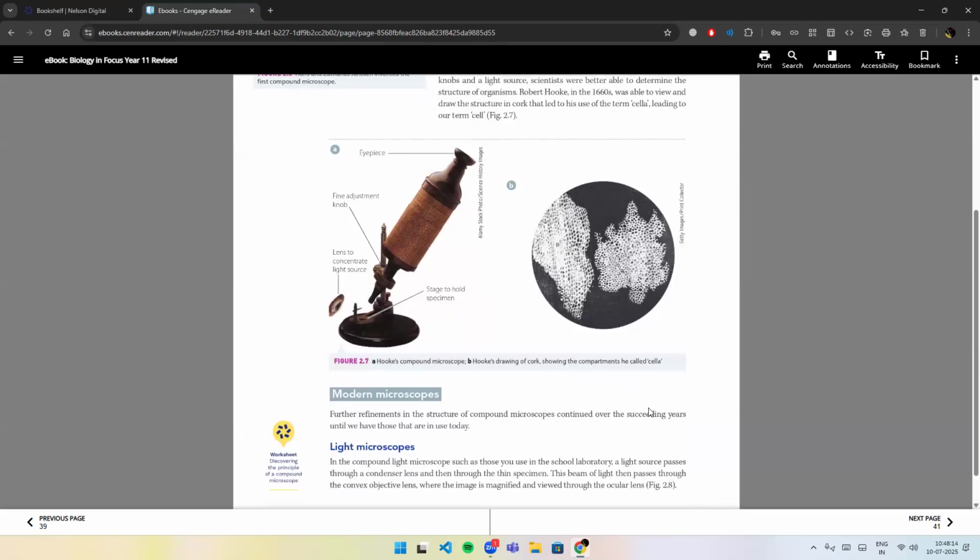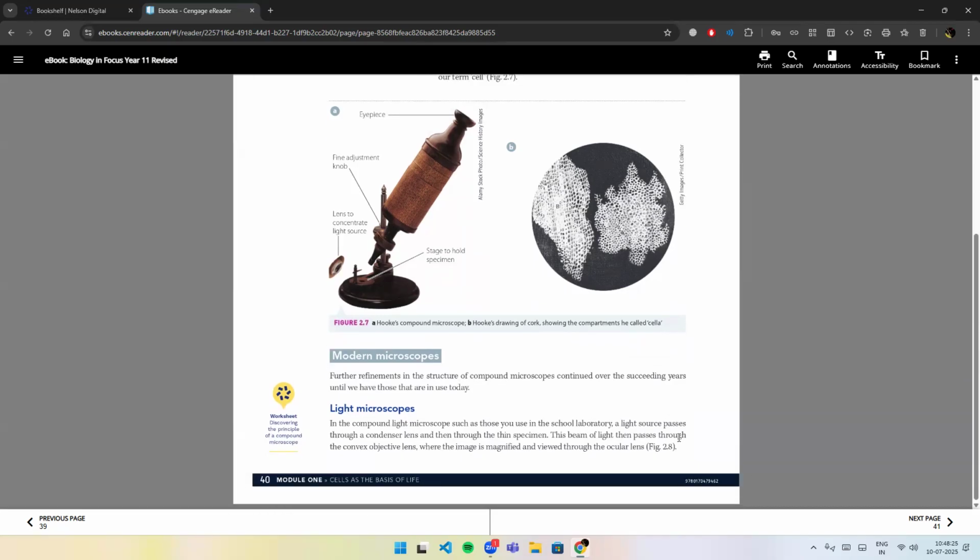Robert Hooke in the 1660s was able to view and draw the structure of cork, which led to his use of the term cella, leading to our term cell. Modern microscopes. Further refinements in the structure of compound microscopes continued over the succeeding years until we have those that are in use today. Light microscopes.